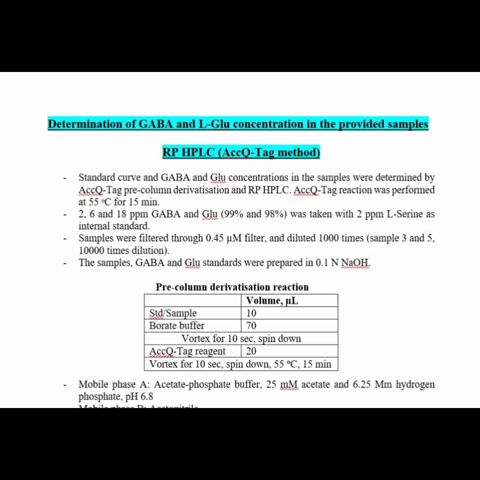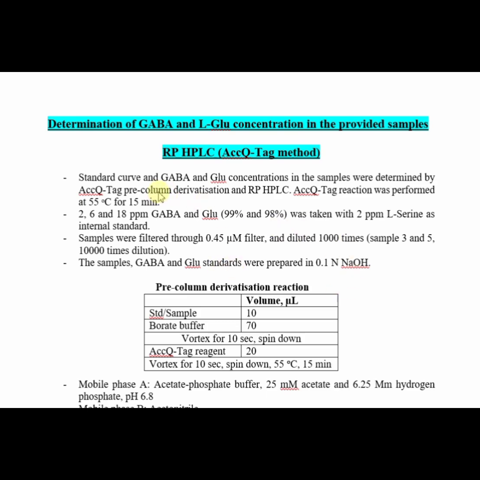About amino acid estimation like L-glutamate and GABA estimation by reverse phase HPLC using the AccQ-Tag pre-column derivatization method. I will also describe how to plot a calibration curve by RP HPLC, and I will take L-serine as an internal standard.